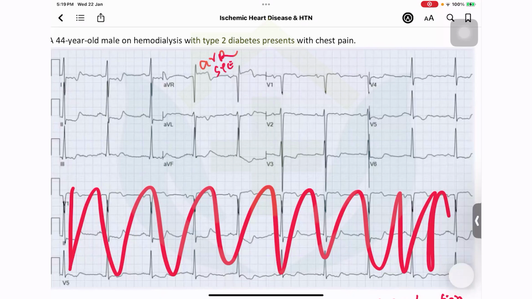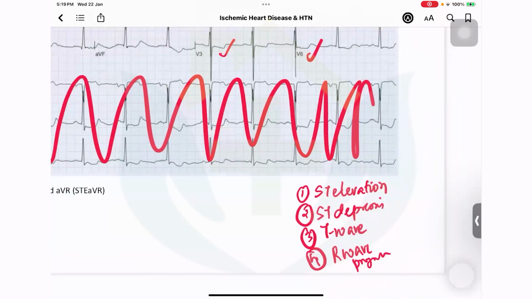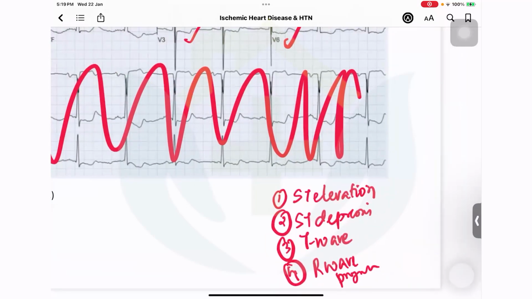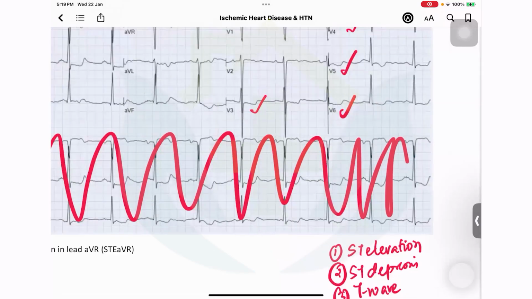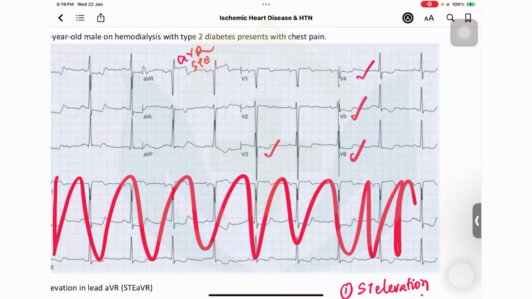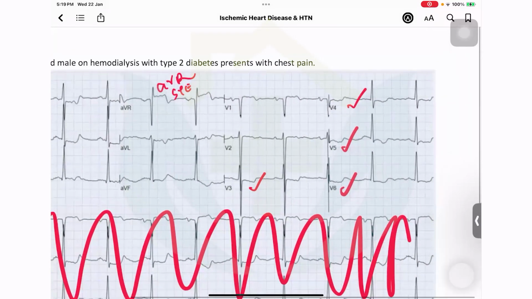V3, V4. Grade 1, 2. So from V3 to V6, there are ST depressions. Now, as I told you, the most importance is given to which change? The most importance is given to ST elevation. So if I have to ask you whether it is an ST elevation or an ST depression, this is an ST elevation MI.